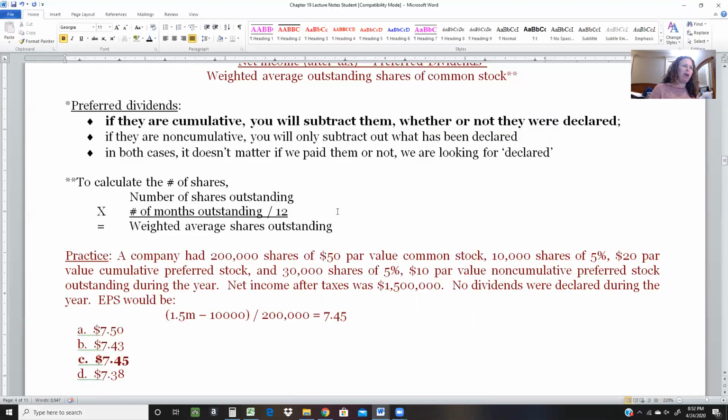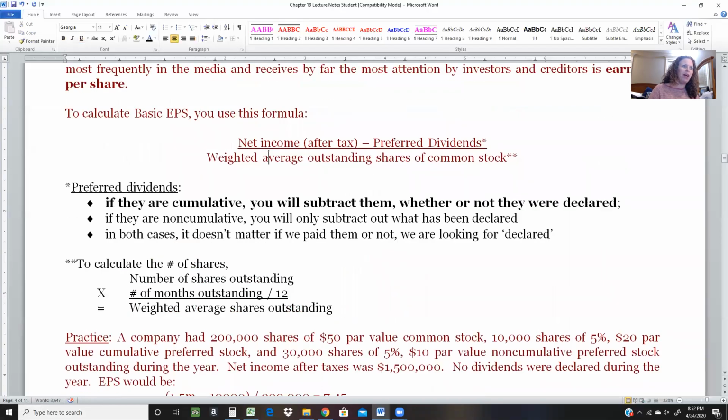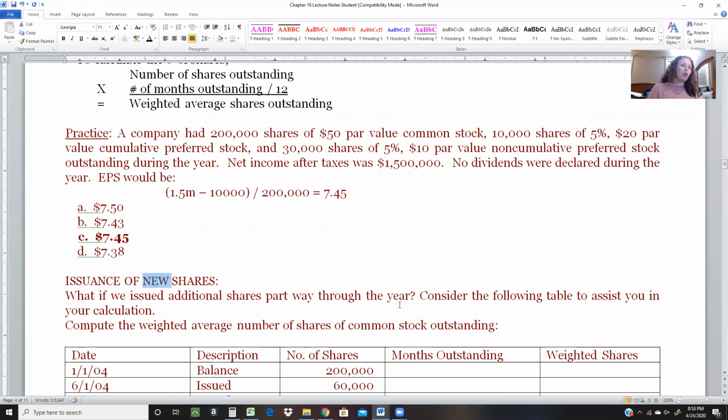So that's just some practice at using this formula. You'll have homework problems for next time doing some earnings per share calculations, and then more homework for Friday doing earnings per share calculations. What we need to do now is figure out what the weighted average number of common shares outstanding is.